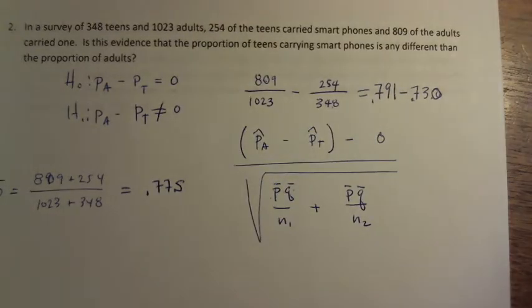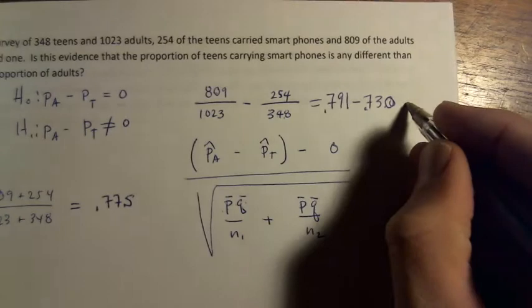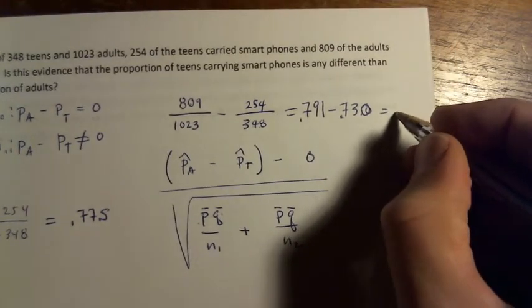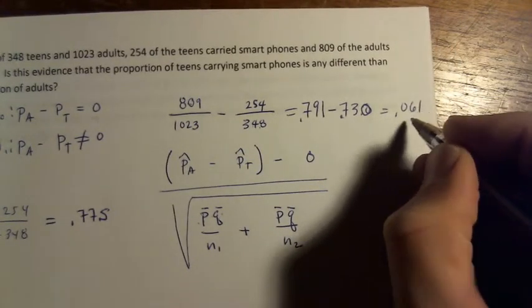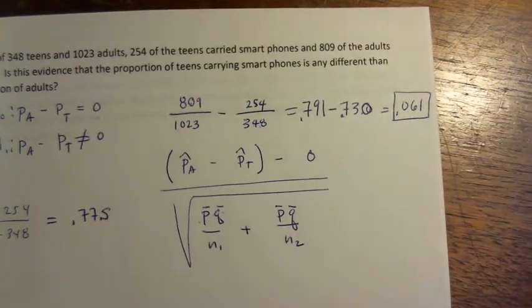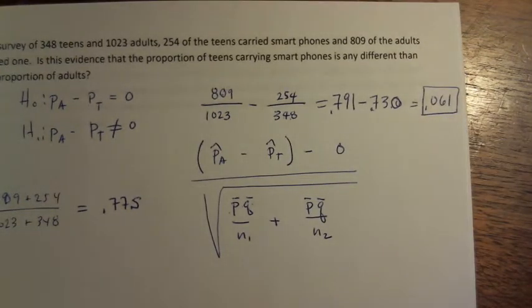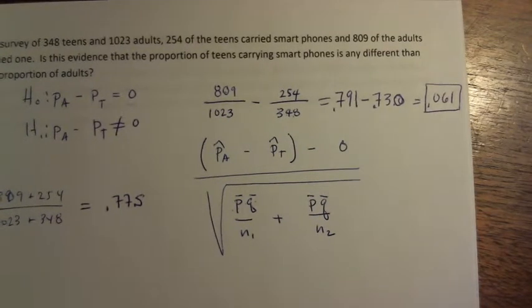Okay, so that's what our result says, and that is a difference of 0.061. So it seemed like the adults were carrying smartphones a little bit more often than the teenagers. Let's see if it was significantly more often, if there was enough difference for it to be significant.